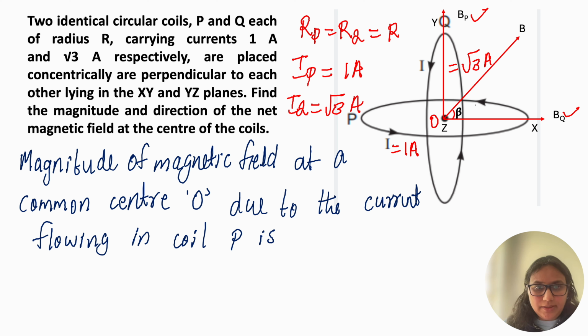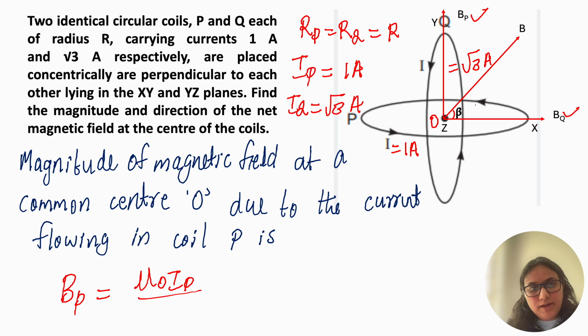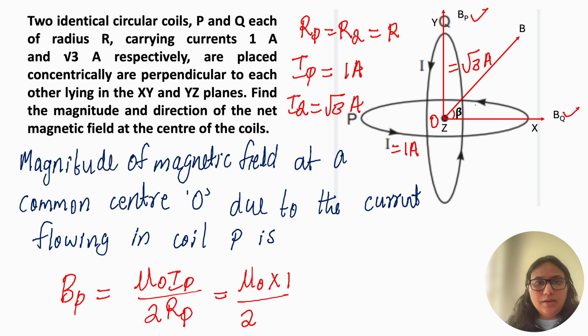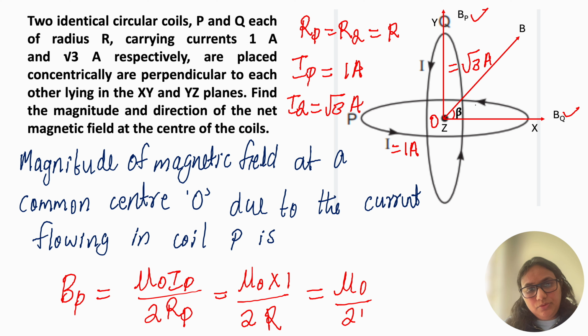The magnitude of the magnetic field at the common center O due to the current flowing in coil P is BP, which is equal to mu naught IP divided by 2RP. Substitute the values: mu naught into 1 ampere divided by 2 into Rp, and Rp is the radius, so it is R itself. So BP is equal to mu naught divided by 2R.